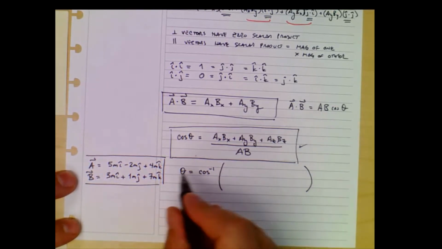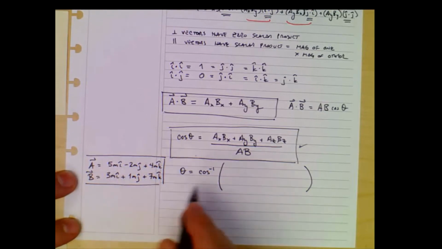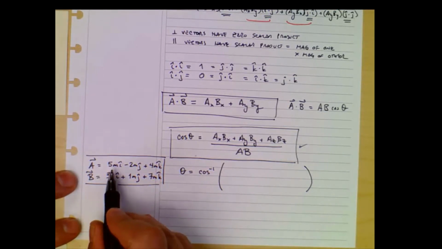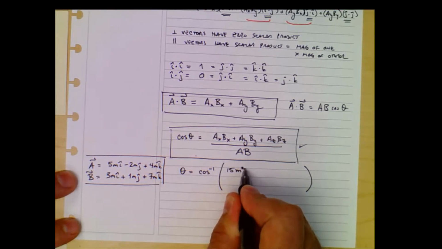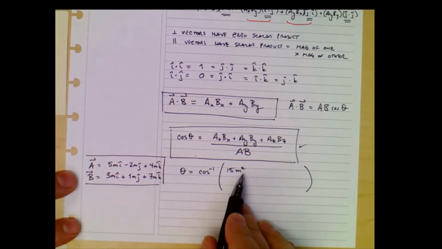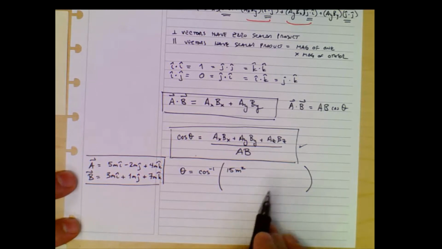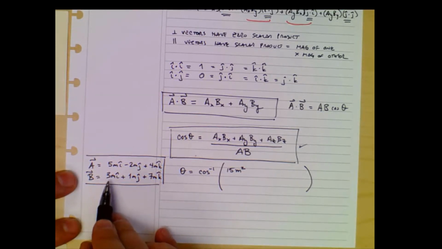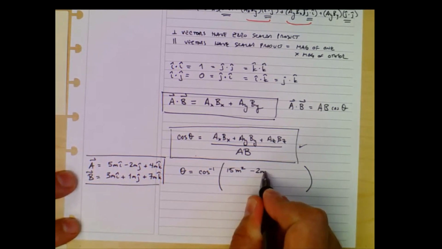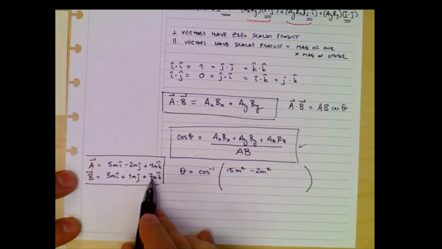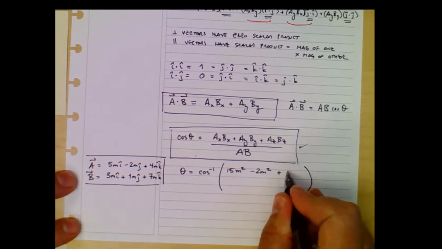So we got 5 meters times 3 meters, that's A x times B x, right? So that'll be 15 meters squared. Don't worry about the fact that it's meters squared. There will be meters squared in the denominator also, so that there's no units in the argument of the arc cosine. Minus 2 meters squared plus 28 meters squared, right?